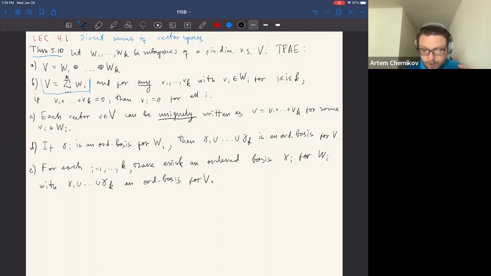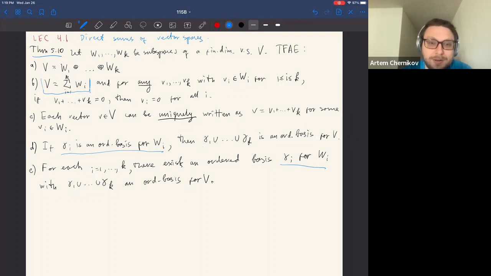Okay. All right. So look, what's the difference again between D and E? In D, we are saying that if I pick any ordered basis gamma i for Wi, then the union is an ordered basis for V, okay? In E, we are just saying that there exists some choice of gamma i's, basis for Wi, so that the union is a basis for V. So what we see is that D obviously implies E, right?